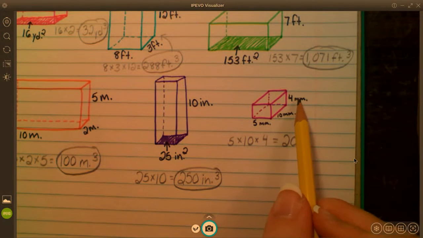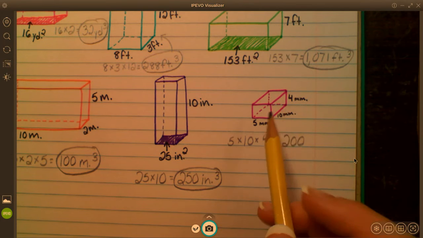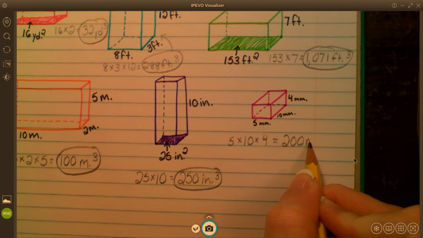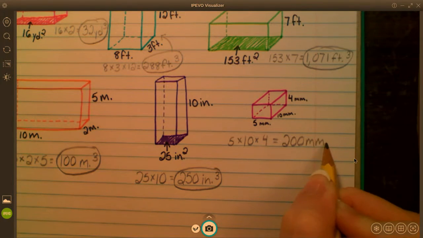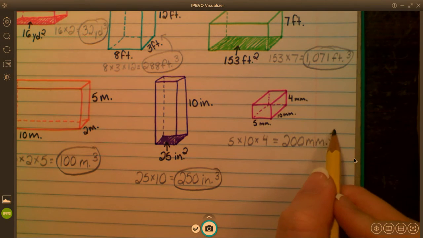And my unit is mm. Well, mm stands for millimeters. And since I'm finding the volume, I put a 3. So 200 millimeters cubed.